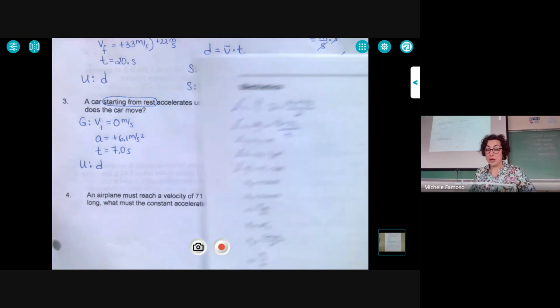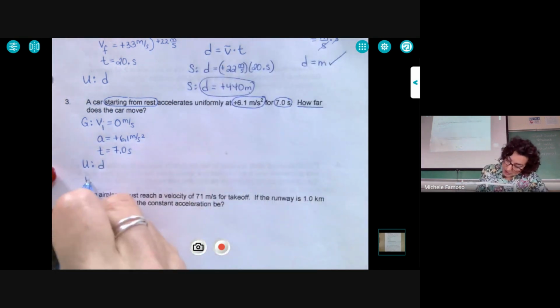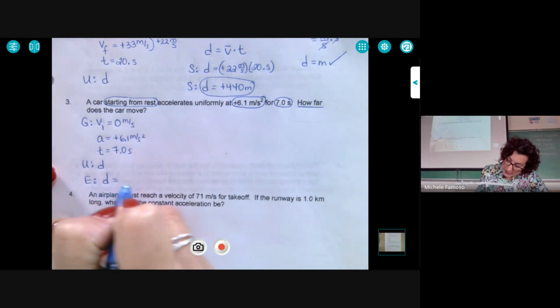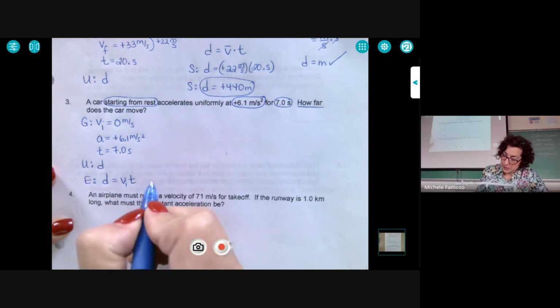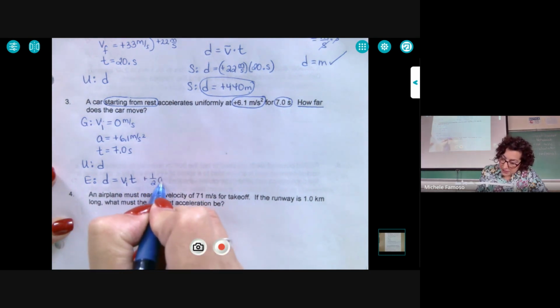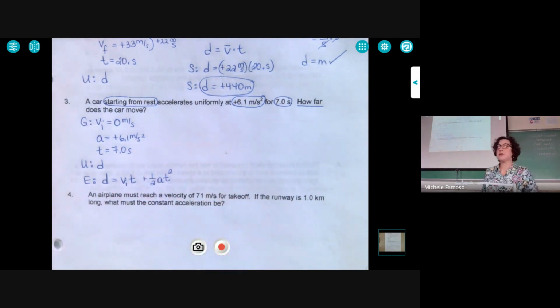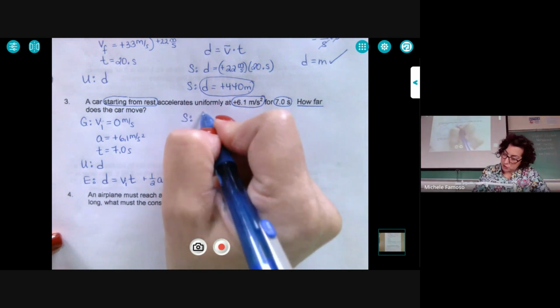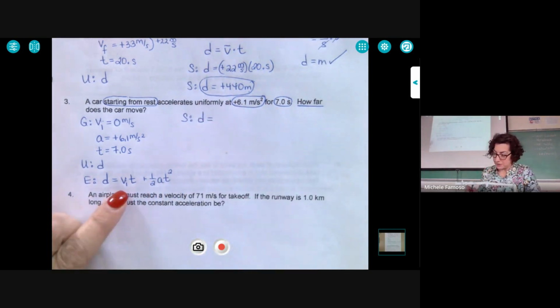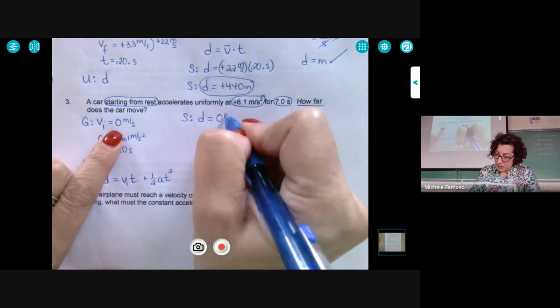So that's the one you're going to go with. The equation to select is D equals VI times T plus 1/2 times A times T squared. Very good. Now, is it isolated for D? Yep.